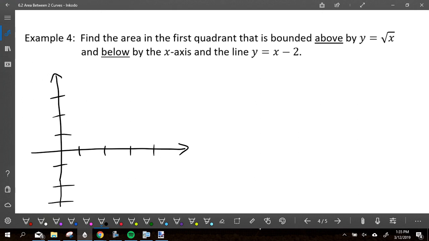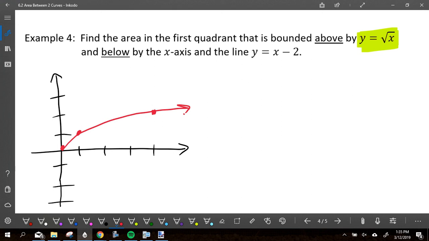It's bounded above by y equals square root of x. Show me with your arms. What does square root of x look like? Square root of x is that teapot graph. So we are starting at 0, 0. We're going up 1 over 1, up 1 over 3. There's my graph. It is bounded below, and this is why this problem is different, by 2 separate things.